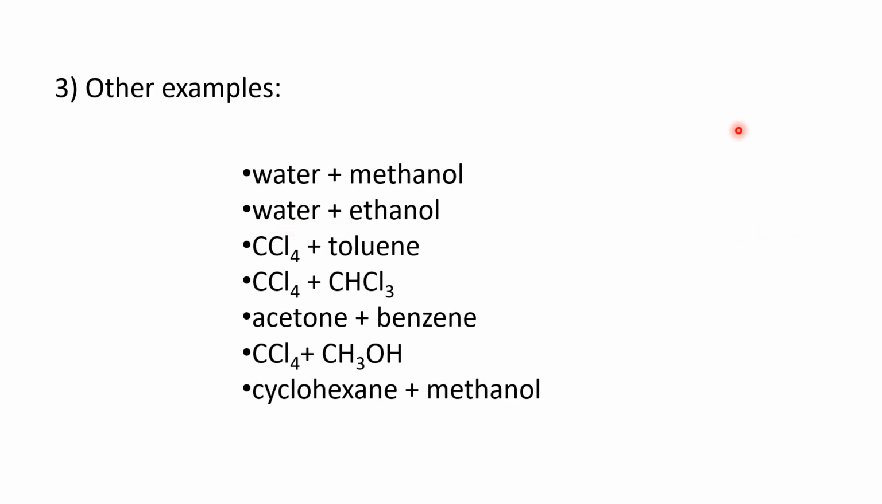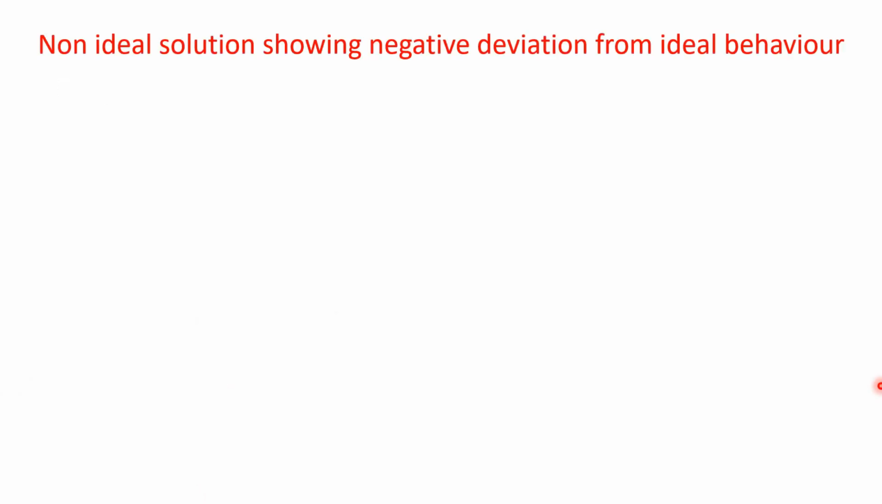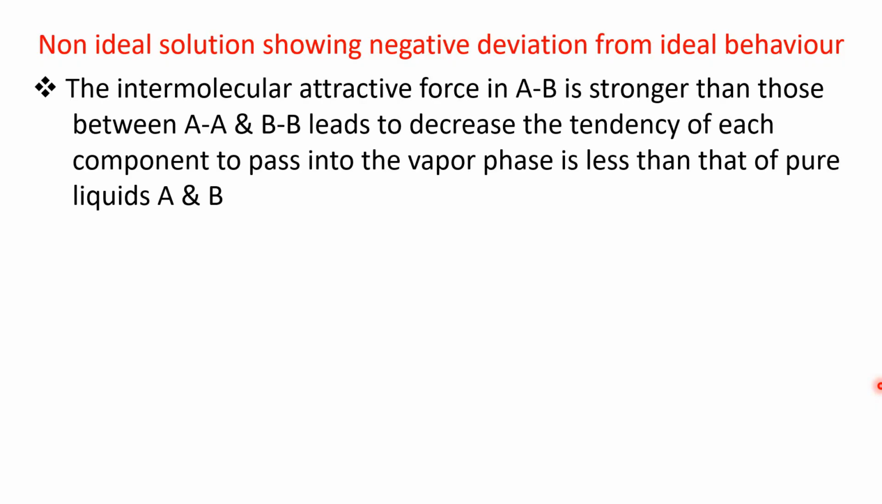Other examples are water and methanol, water and ethanol, carbon tetrachloride and toluene, carbon tetrachloride and chloroform, acetone and benzene, carbon tetrachloride and methanol, cyclohexane and methanol. Now, coming to the second category, that is, non-ideal solutions showing negative deviation from ideal behavior. In such a solution, the intermolecular force of attraction between solute-solvent is stronger than that of solvent-solvent and solute-solute molecules, whereby because of the stronger interaction, they have less tendency to pass into the vapor phase than the pure solvent or solute molecules.